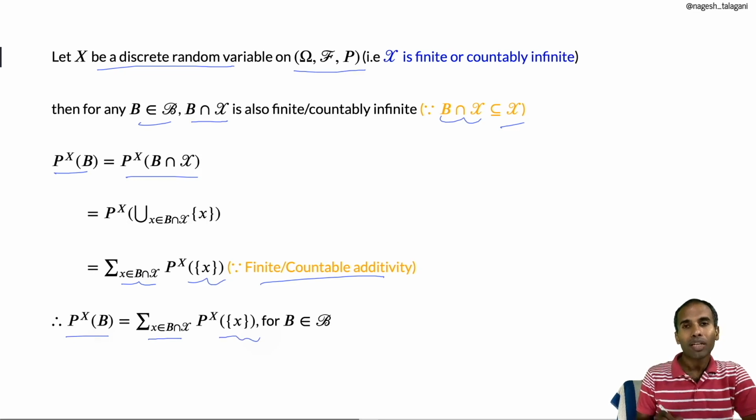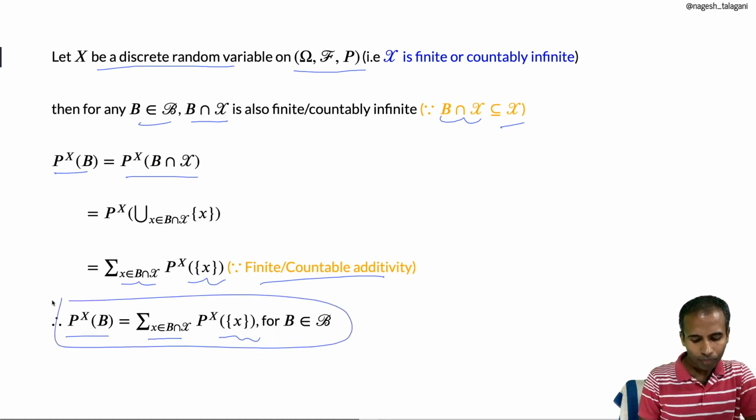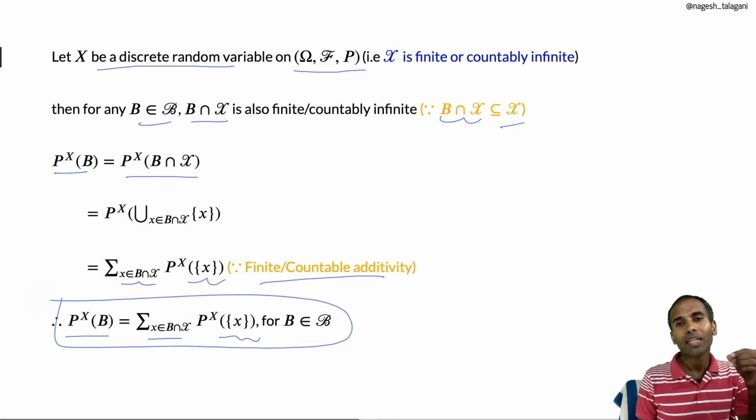This is how we can compute the probability of any Borel set under Px if we know the probabilities of the singletons under Px. All we need to know is the probabilities of the singleton x for x belongs to script X, under Px.